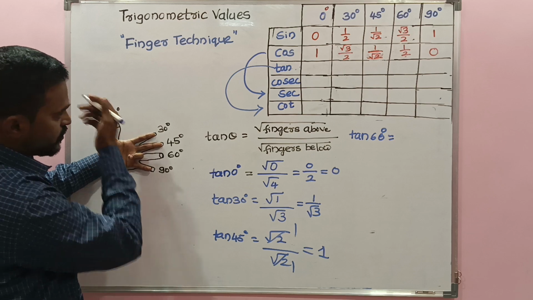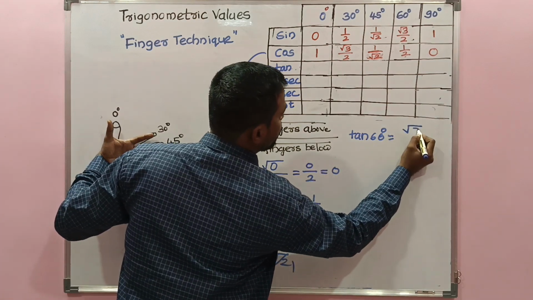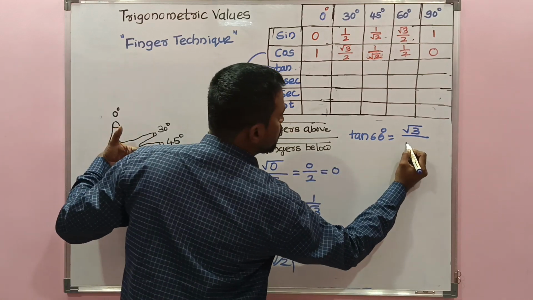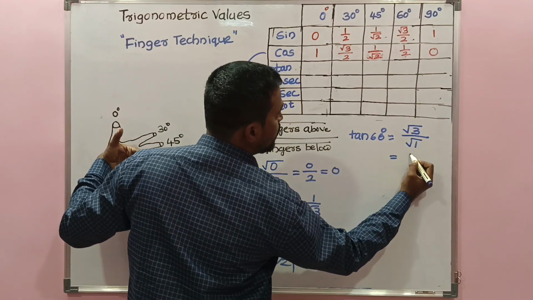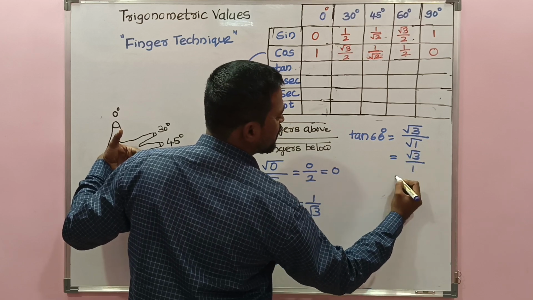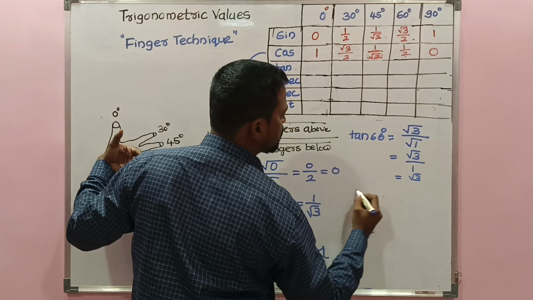How many fingers are above this? There are 3 fingers, so root 3 I need to put. How many fingers are below this finger? 1 finger. So finally, root 3 by root 1 is 1. Therefore, root 3 will be the answer.